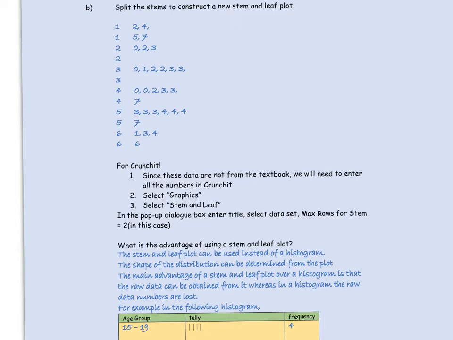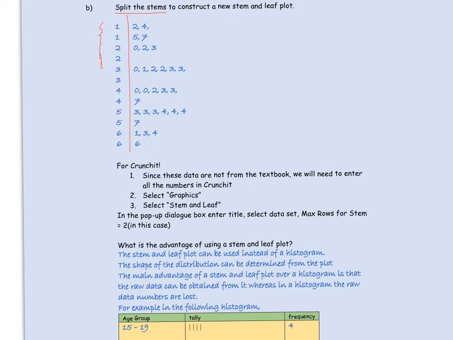Now for the same example, if we had to split the stems, notice that we have 2 rows starting with 1. So there's the same stem 1, but we've split it into 2 rows. There are 2 rows starting with 2, 2 rows starting with 3, and so on. So this is your stem and leaf plot, except that here we have split the stems.